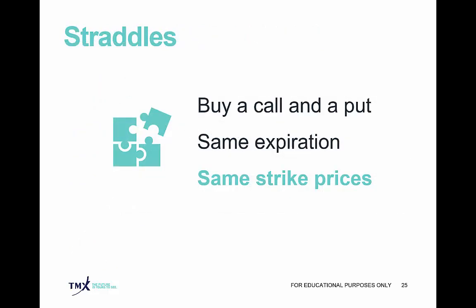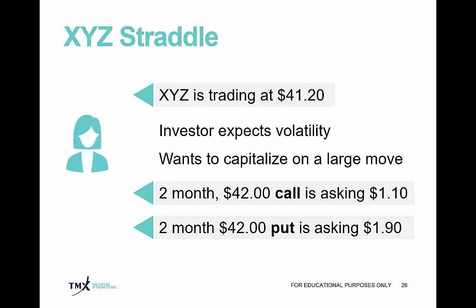So let's take a look at the straddle. Now, the straddle is referenced as such because what we're doing is we are buying a call and a put. We are utilizing the same expiration, but we're buying the same strike prices as well. So we're straddling the same strikes. Okay, so an example here would be, let's assume we've got XYZ trading at $41.20.